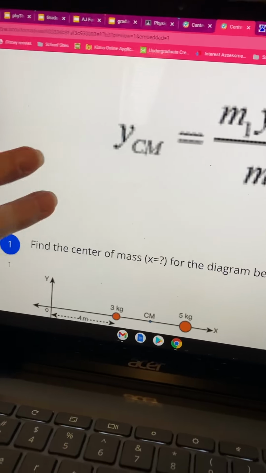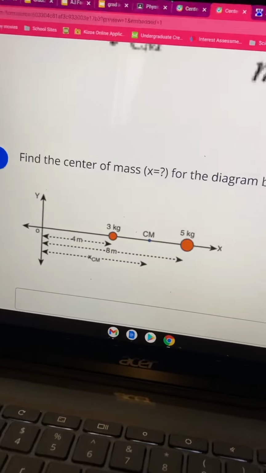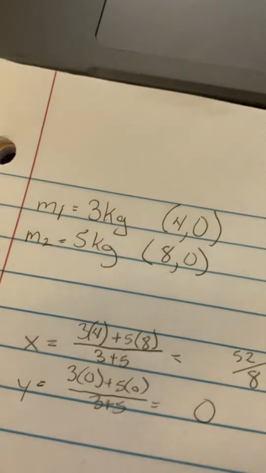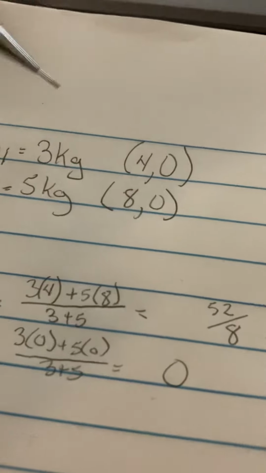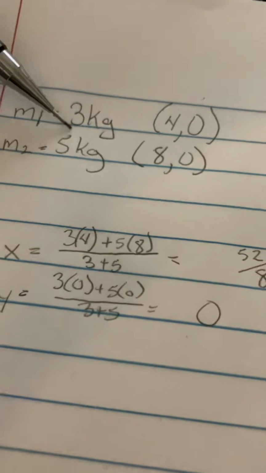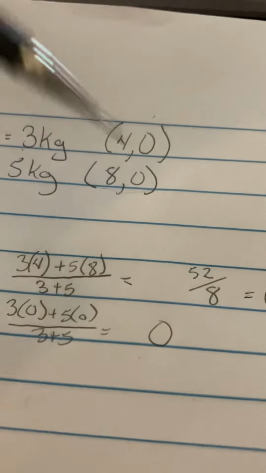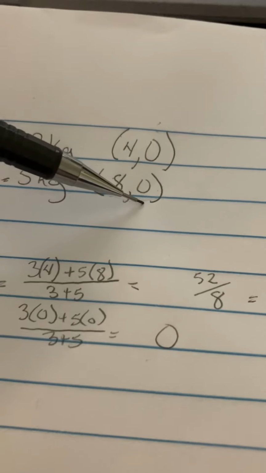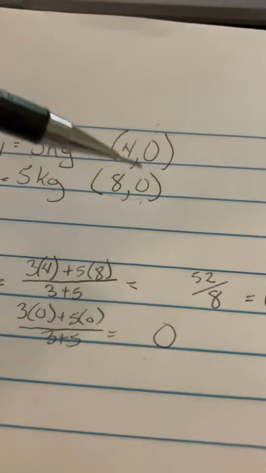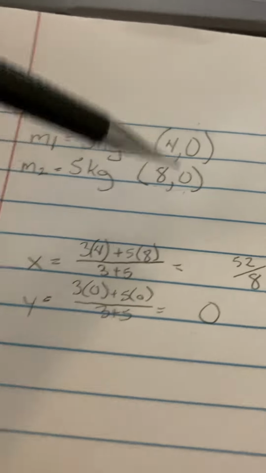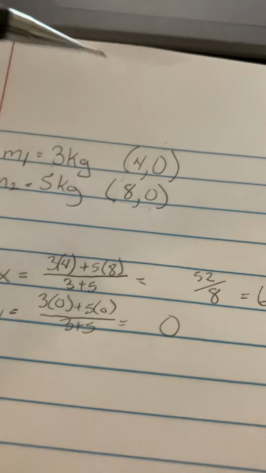It says for us to solve for x, and I have written down the location and the mass. So mass 1 is 3 kilograms and it's at 4, 0. And mass 2 is 5 kilograms and it's at 8, 0. Since we are at 0, 0 here, if it asked us to look for the y, we could do it. It's just going to be at 0. So we've got our x's.